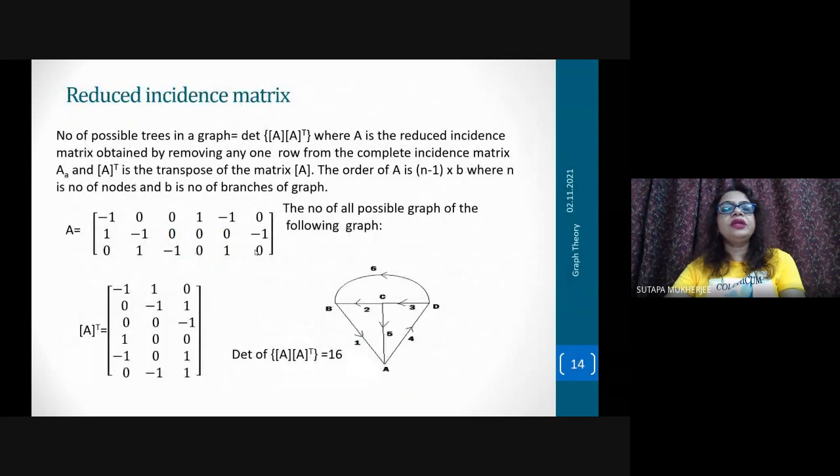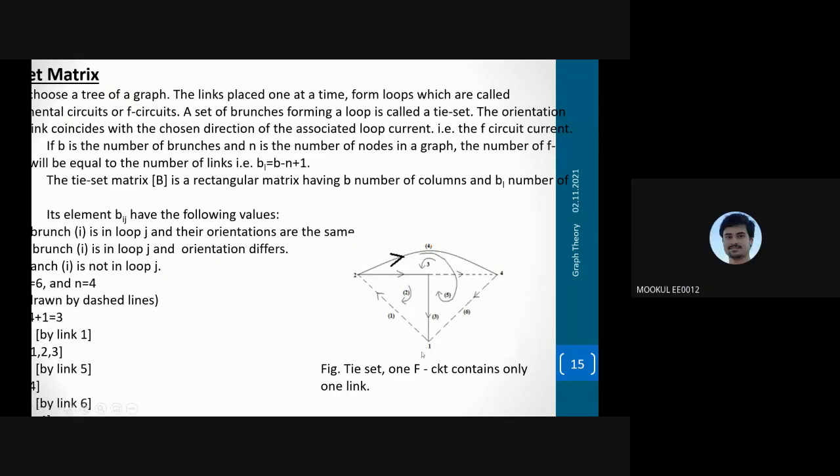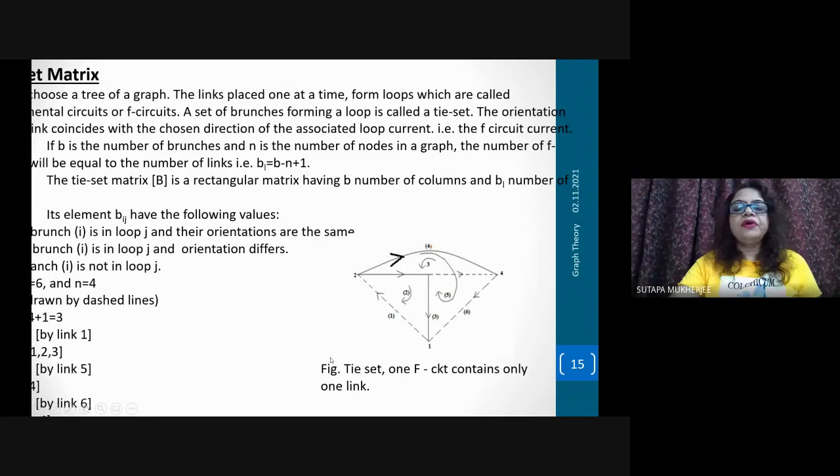Now, before going to the tie-set matrix, can you tell me what is a tree? A tree is a connected graph with all the nodes without any loops. So it is a part of a graph which contains all the nodes, but not any loop. Fine. So before going to the tie-set matrix, you have to choose a particular tree of a particular graph.